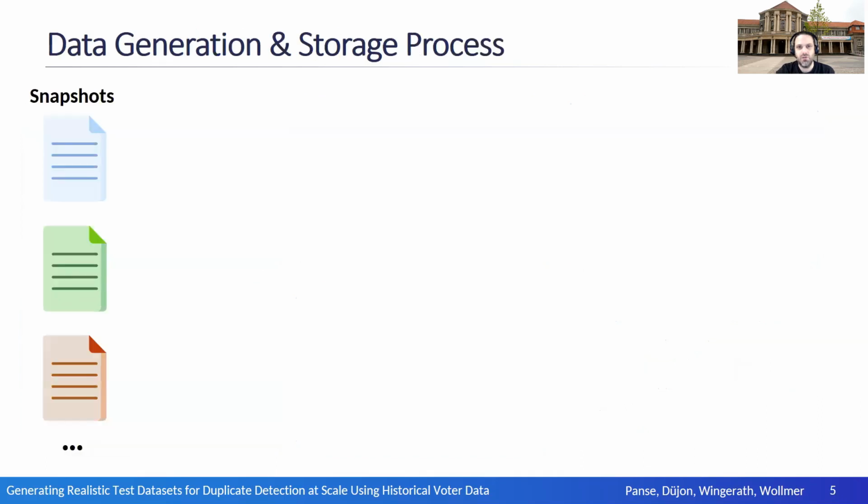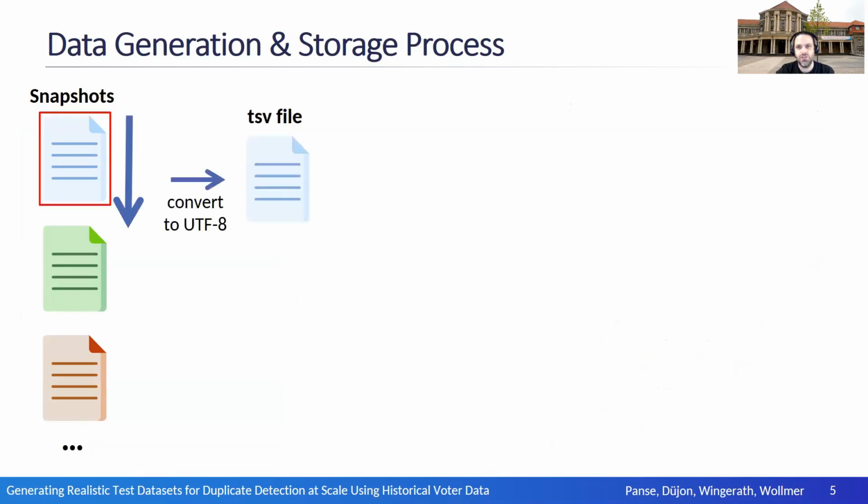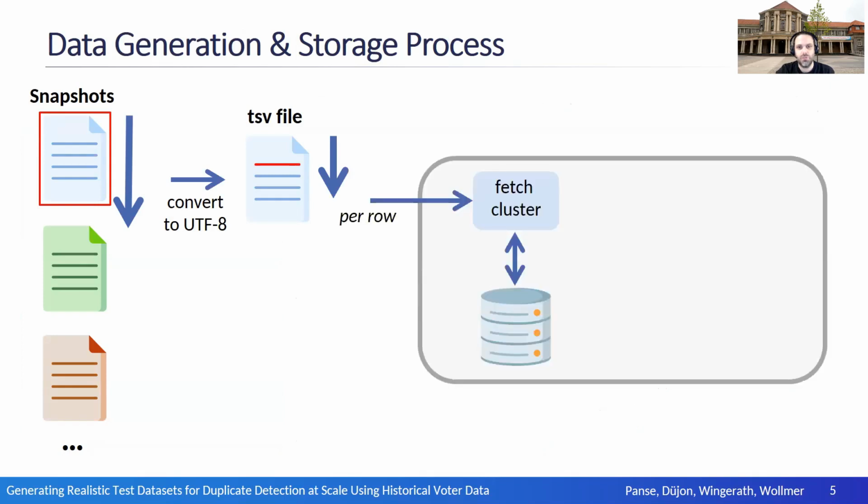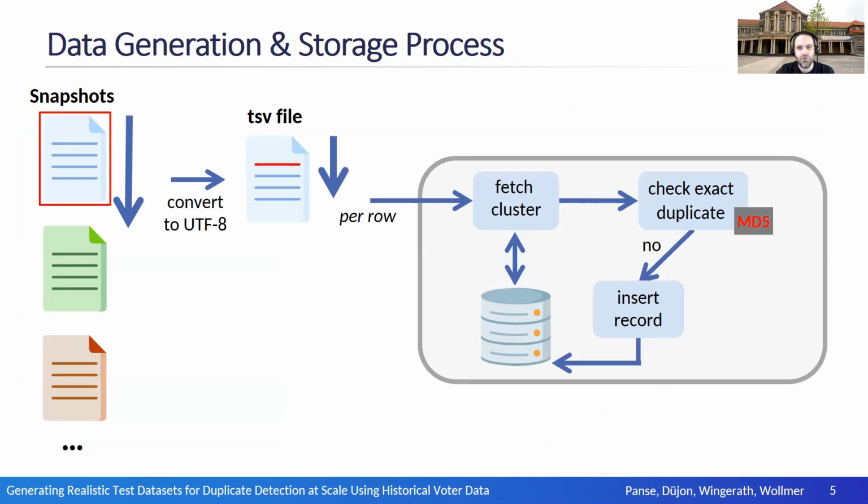Now let's take a quick look at the generation process. First, we scanned over the different snapshots, converted them into UTF-8, and then scanned over the individual rows. For each row, we loaded the corresponding duplicate cluster from the already existing part of our test dataset and used the MD5 algorithm to check whether the new row is an exact duplicate of one of the already existing records or not. If not, it was inserted as a new record.